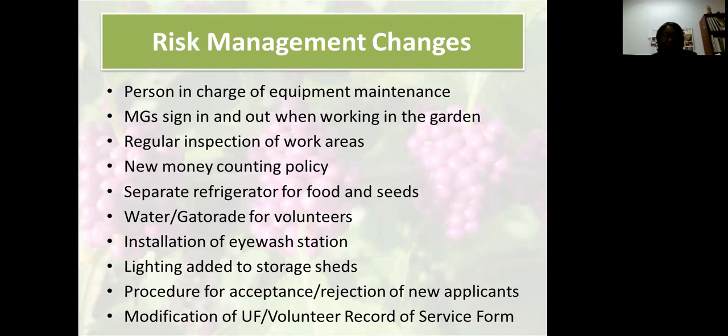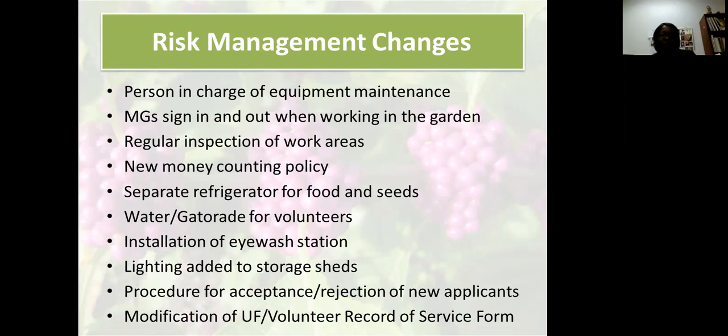Once we did the walkthrough with the county risk manager, he noticed that we had a refrigerator that had both seeds and our drinks, and maybe snacks like granola bars. And so he said, well, I would like you all to have two separate refrigerators, one for food and one for your seeds or whatever else, non-food item that you want to store in there.